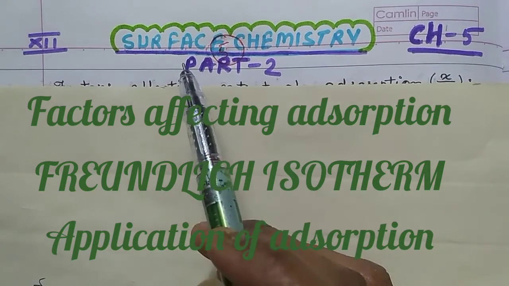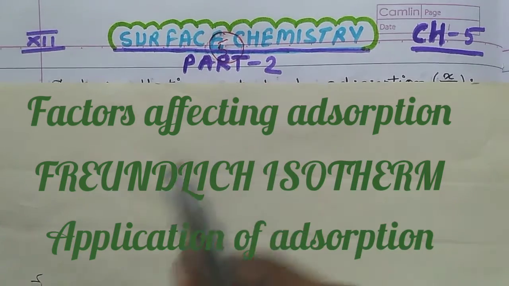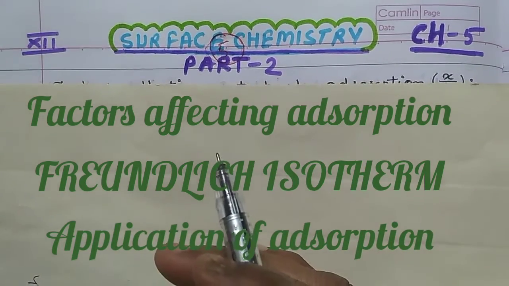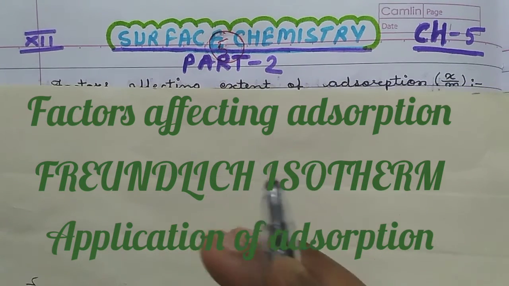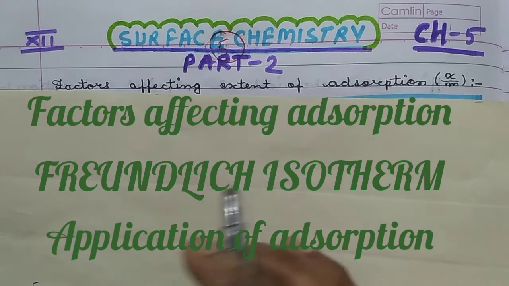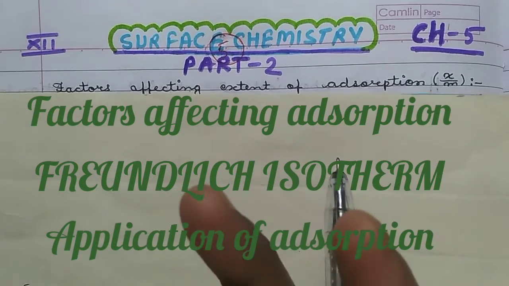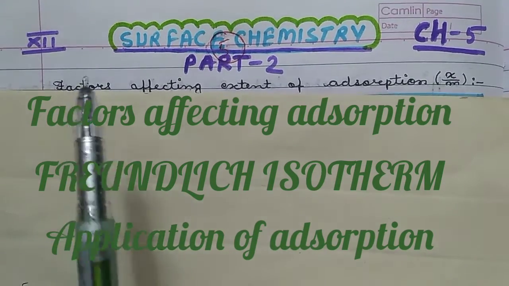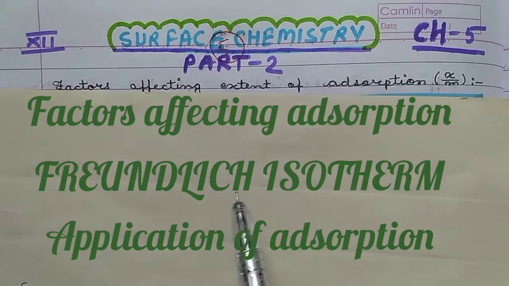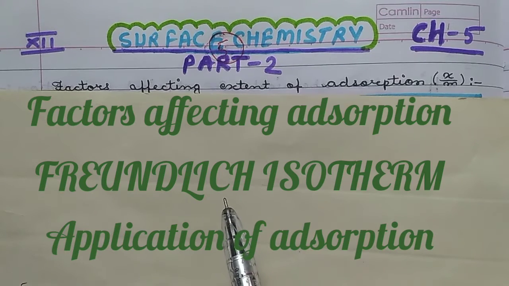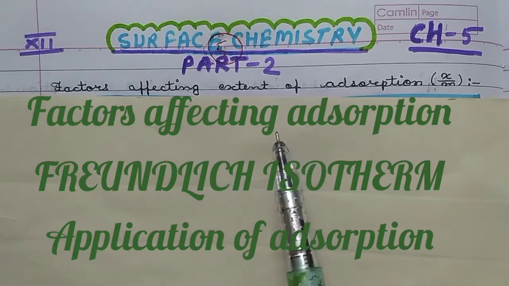Okay, in the last video we discussed what absorption and adsorption are, the difference between adsorption and absorption, and how many types of adsorption there are, that is physisorption and chemical adsorption, and the differences between physical adsorption and chemical adsorption. Okay, in this video we will study two important topics related to adsorption. Number one is the factors affecting the extent of adsorption, and the second one is the applications of adsorption. Okay, first of all, we will discuss the factors affecting the extent of adsorption.